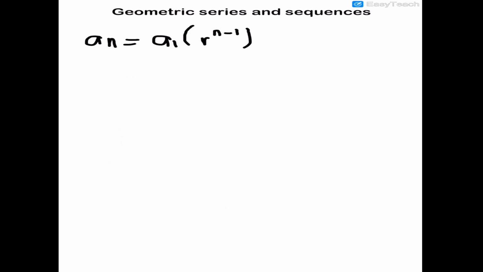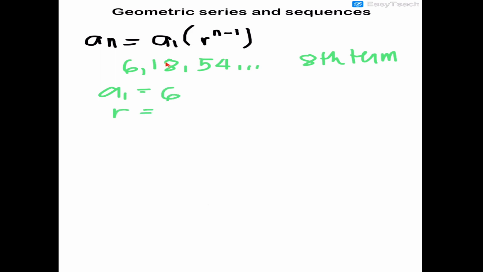Next example, we have this geometric sequence: 6, 18, 54, and so forth. Let's try to find the 8th term of this progression. What is the value of a sub 1, or the first element in this progression? It's 6. How about r? 18 divided by 6 is 3. 54 divided by 18 is also 3. So their common ratio is 3. How about the value of n? Since we are finding the 8th term of this progression, the value of n is 8.